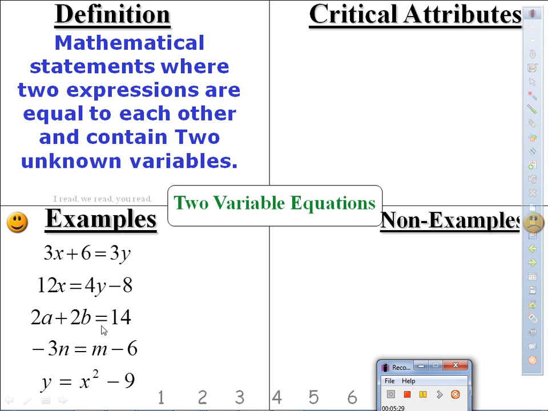2a plus 2b equals, or actually this is an expression, this is an expression. Are they equal to one another? Yes. Two different variables? Yes. Same here, same here. Are we there so far?